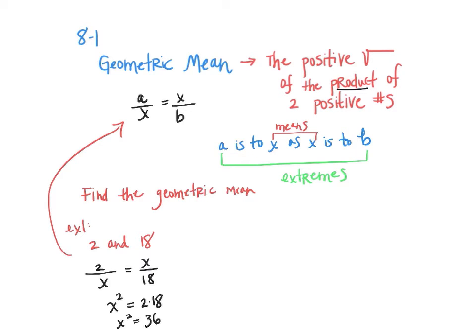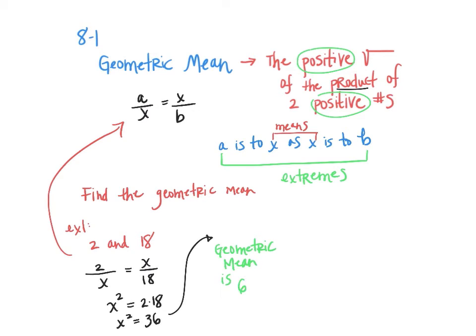Now we know that this is a quadratic, which would have two solutions, but we're reminded in our definition that we're dealing with positive numbers. So we would only say that the geometric mean is 6.